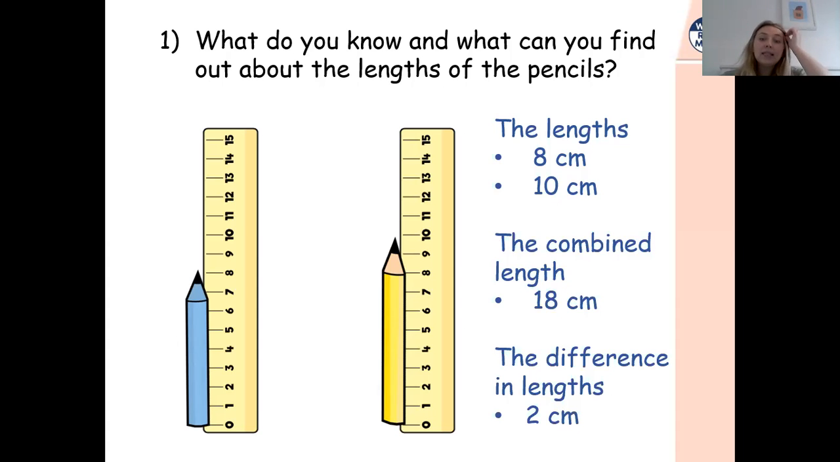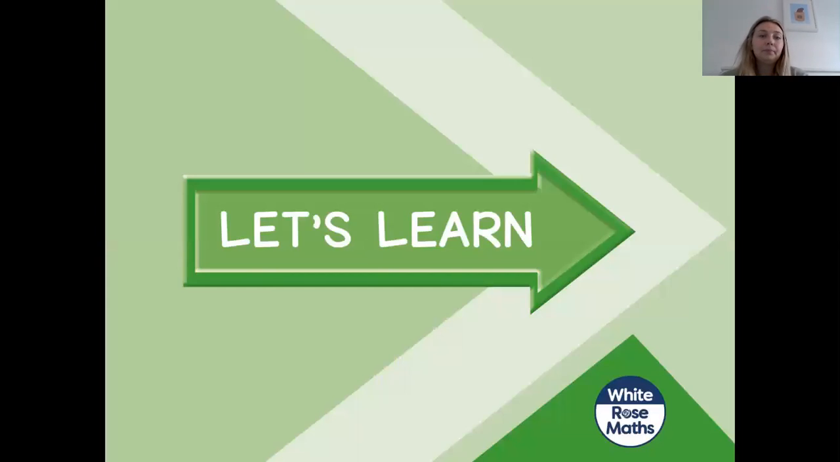And the last thing is the difference in the length. When we're looking at the difference in the lengths, we are looking at how much bigger one is than the other. So the blue is 8 centimeters and the yellow is 10 centimeters. So the difference between 8 and 10, so 8, 9, 10, is 2. So the difference is 2 centimeters between the two pencils. Okay, hopefully you are nice and warmed up and ready to move on with the lesson.